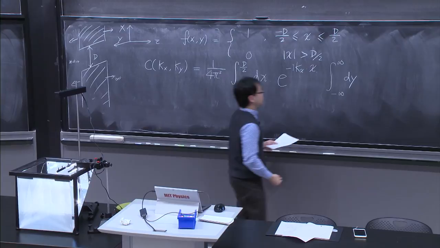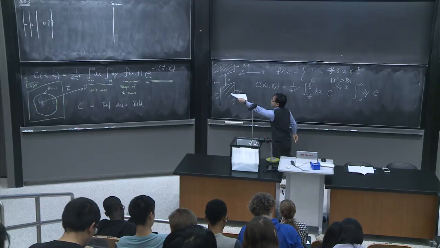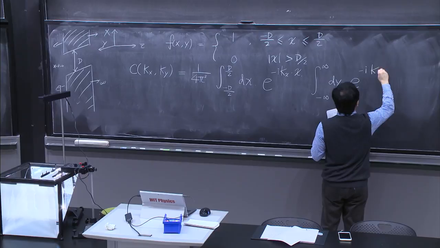In the y direction. All right? The relevant part of the exponential minus k dot r is exponential minus i ky times y. All right?